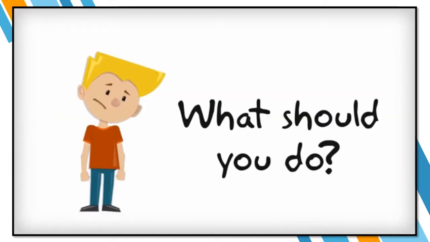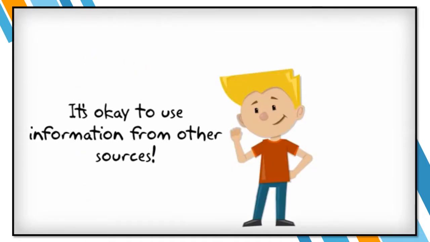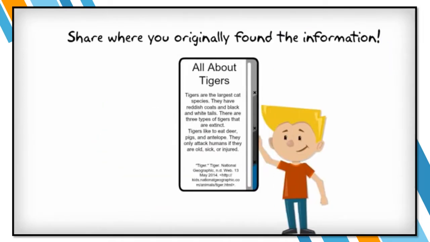So what should you do if you want to include someone else's information in your research project? Well, it's okay to use information from other sources in your assignment. In fact, it's what you're expected to do. All you need to do is share where you originally found the information. Include what is called a citation in your research project.